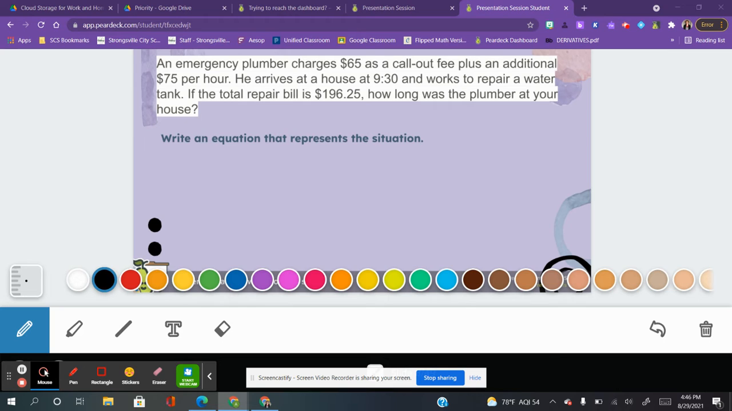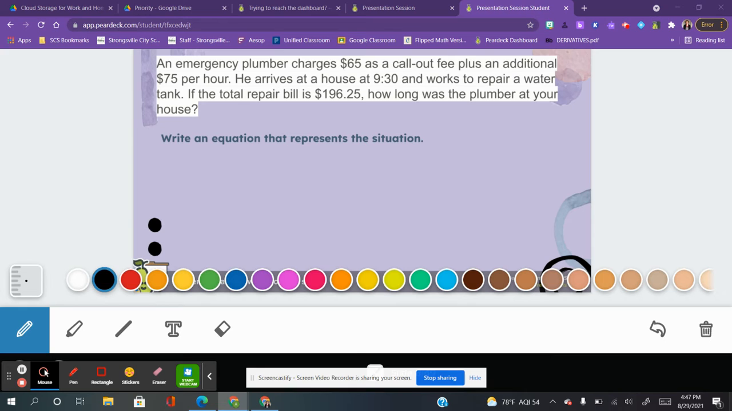We're going to go through some of these Pear Deck slides that we will be doing together in class, in case you're absent or you would just like to review what we did. The goal for today is to read through a scenario. We are going to set up an equation in order to help answer the question. And after we set up that equation, we are going to solve for the variable in order to answer that question. So it says an emergency plumber charges $65 as a call out fee plus an additional $75 per hour.